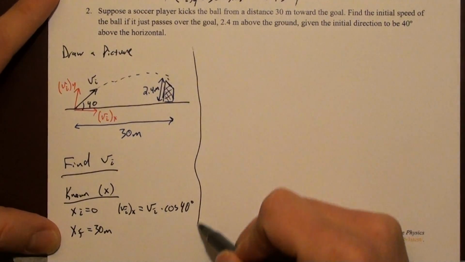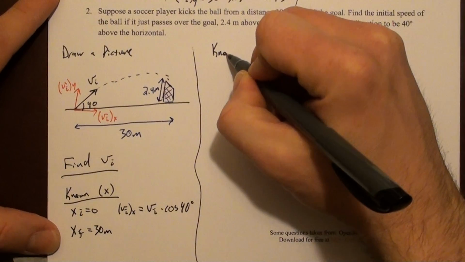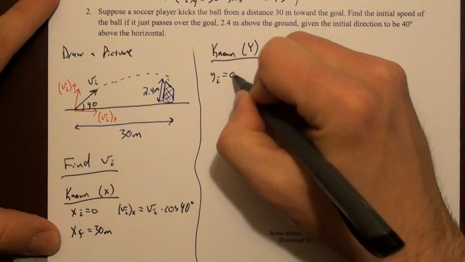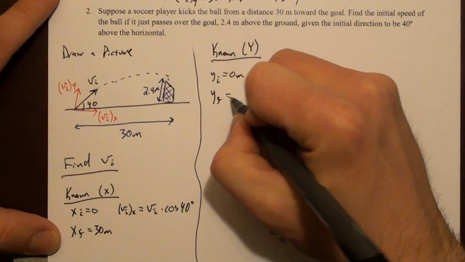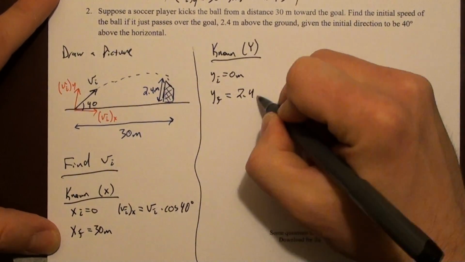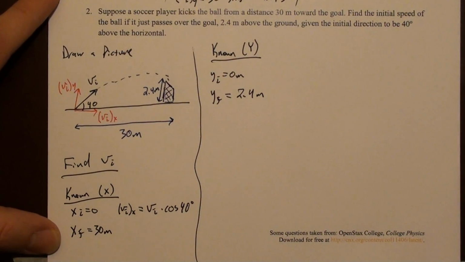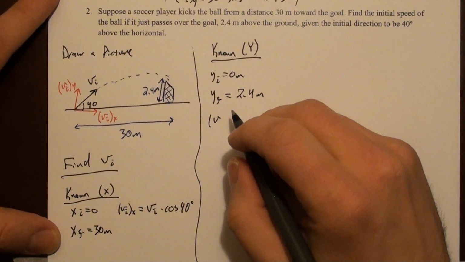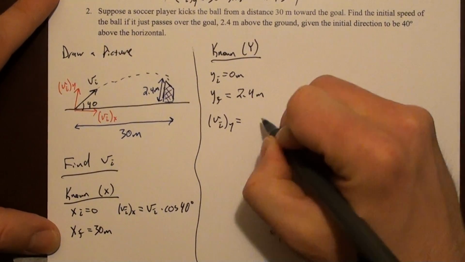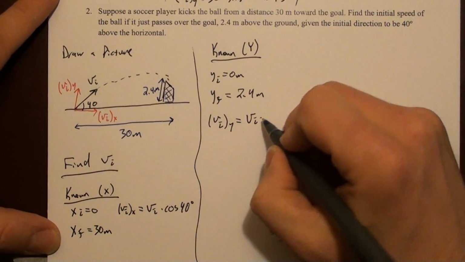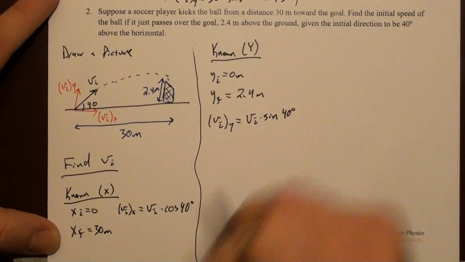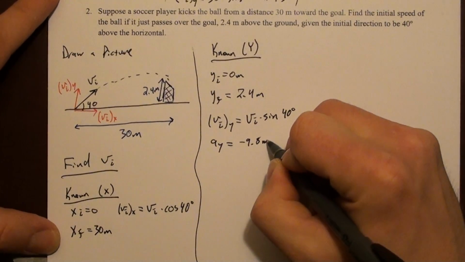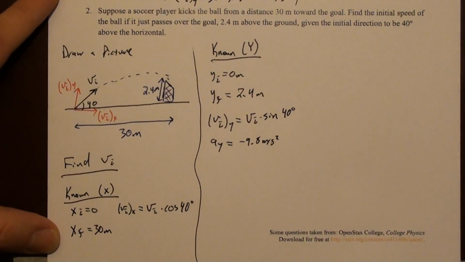Let's make a line here, the known values in the y direction. We can call y initial 0, y final looks like 2.4 meters, and say v initial in the y direction is v initial times sine of 40. Right, we also know the acceleration is minus 9.8 meters per second squared.